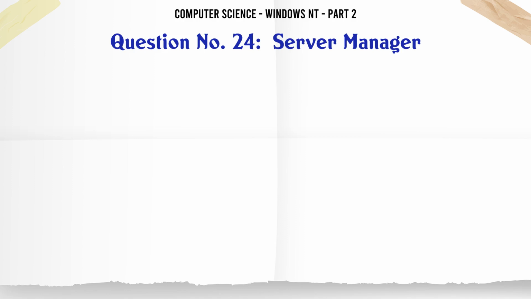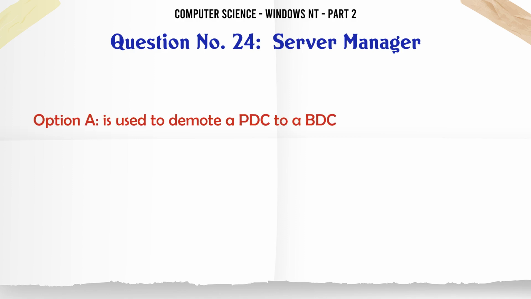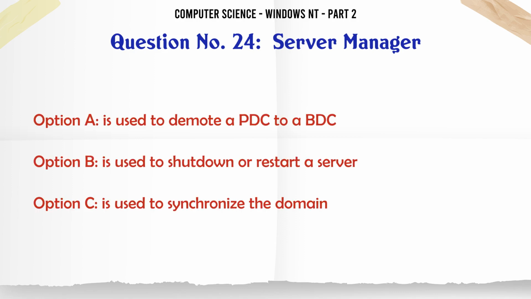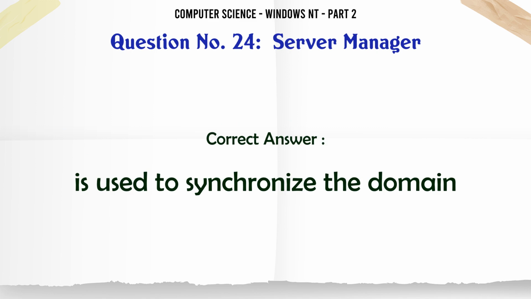Server Manager. A is used to demote a PDC to a BDC. B is used to shut down or restart a server. C is used to synchronize the domain. D is used to enable auditing. The correct answer is used to synchronize the domain.